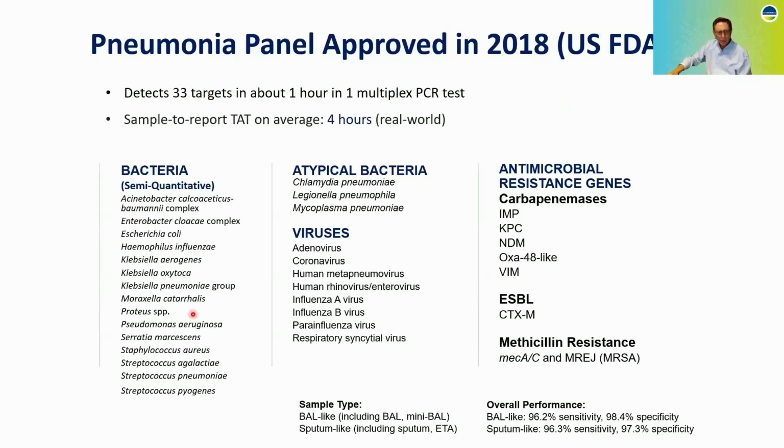The bacterial parts of these panels are what we call semi-quantitative, and I'll come back and talk more extensively about what that means. It gets the three big atypicals here and a variety of the most common viruses that we may encounter that may cause lower respiratory infections. And then very importantly, depending upon where you live in the world now, it almost doesn't matter.